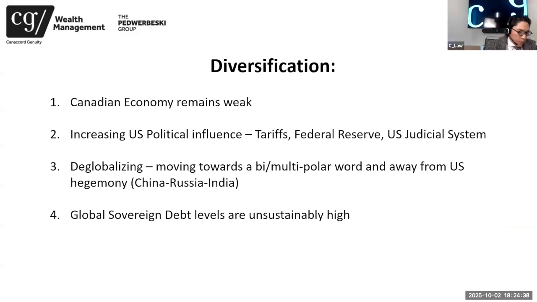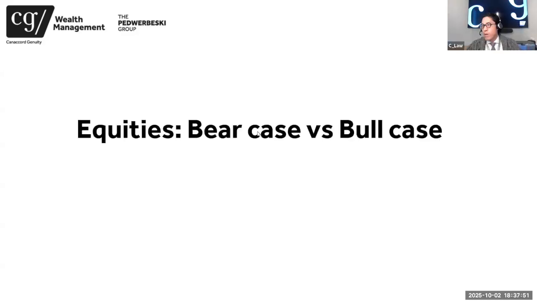So we also wanted to touch briefly on diversification. Obviously there are a lot of uncertainties in the world right now, and so diversifying across different asset classes and equities is very important. As we discussed, the Canadian economy remains weak. There's increasing US political influence, and we see that with tariffs, certainly the pressure on the Federal Reserve, and the US judicial system, just three that come off the top of the mind. We have deglobalization happening, moving toward a bipolar or multipolar world and away from US hegemony. Just think of the recent meeting between China, Russia, and India, joining forces, it seems, economically. Then obviously sovereign debt levels remain unsustainably high.